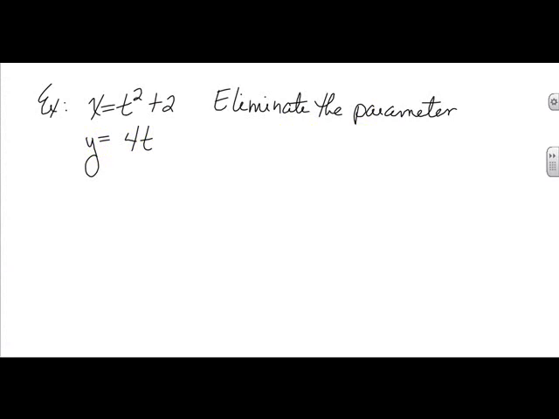Alright, so let's say we have a pair of parametric equations. X is t squared plus 2 and y is defined as 4t. And the parameter interval, okay, we'll get to eliminate the parameter in just a second. The parameter interval is for values of t greater than or equal to -4 and less than or equal to +4.